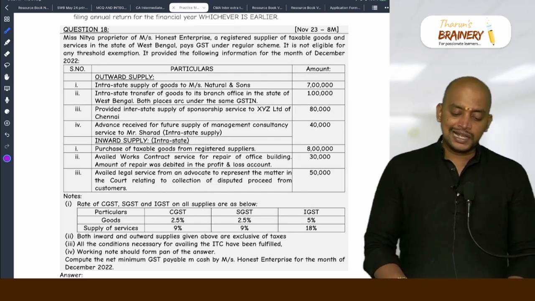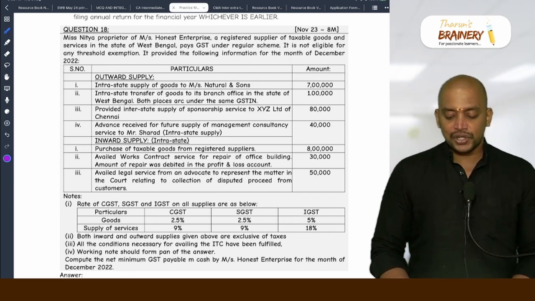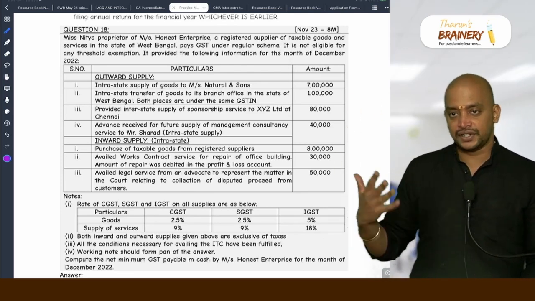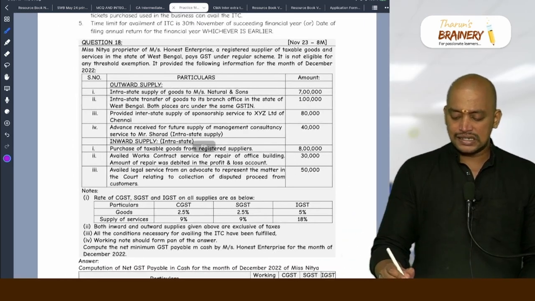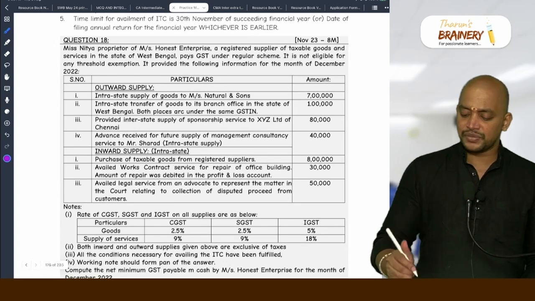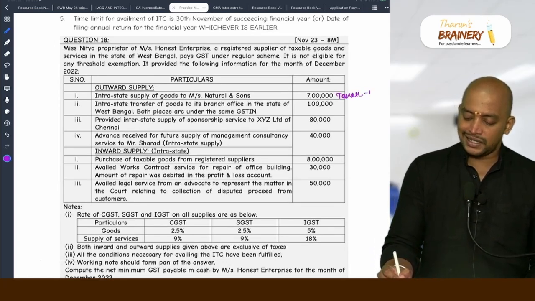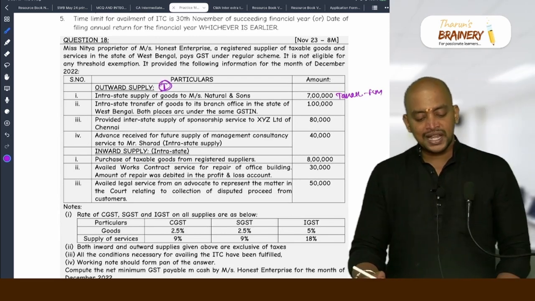Outward supply: intrastate supply of goods to Messrs. Natural and Sons. So clearly they have distinguished outward and inward. Okay. So intrastate supply of goods to Natural and Sons. So it will be taxable. We don't have any exemption, correct or not? And that too it will be taxable under FCM. So all these things should come in statement 1.